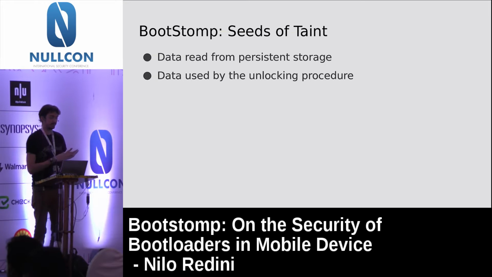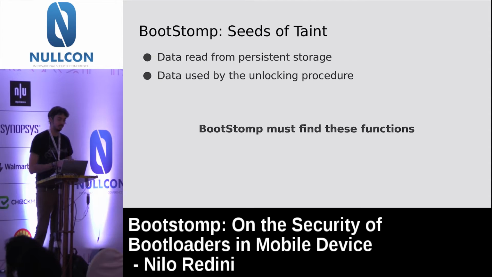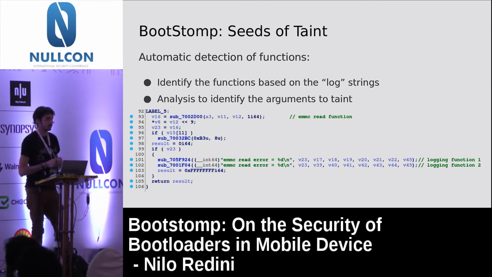Let's start with the seeds of taint. We consider as seeds of taint all data which is read from persistent storage and the data which is used by the unlocking procedures. BootStomp must find these functions automatically. Let's see how. In order to do this, BootStomp relies on log messages. We actually found that log messages are quite common. And what BootStomp does is that it looks for specific keywords, like, for example, eMMC, or persistent storage, or kernel.